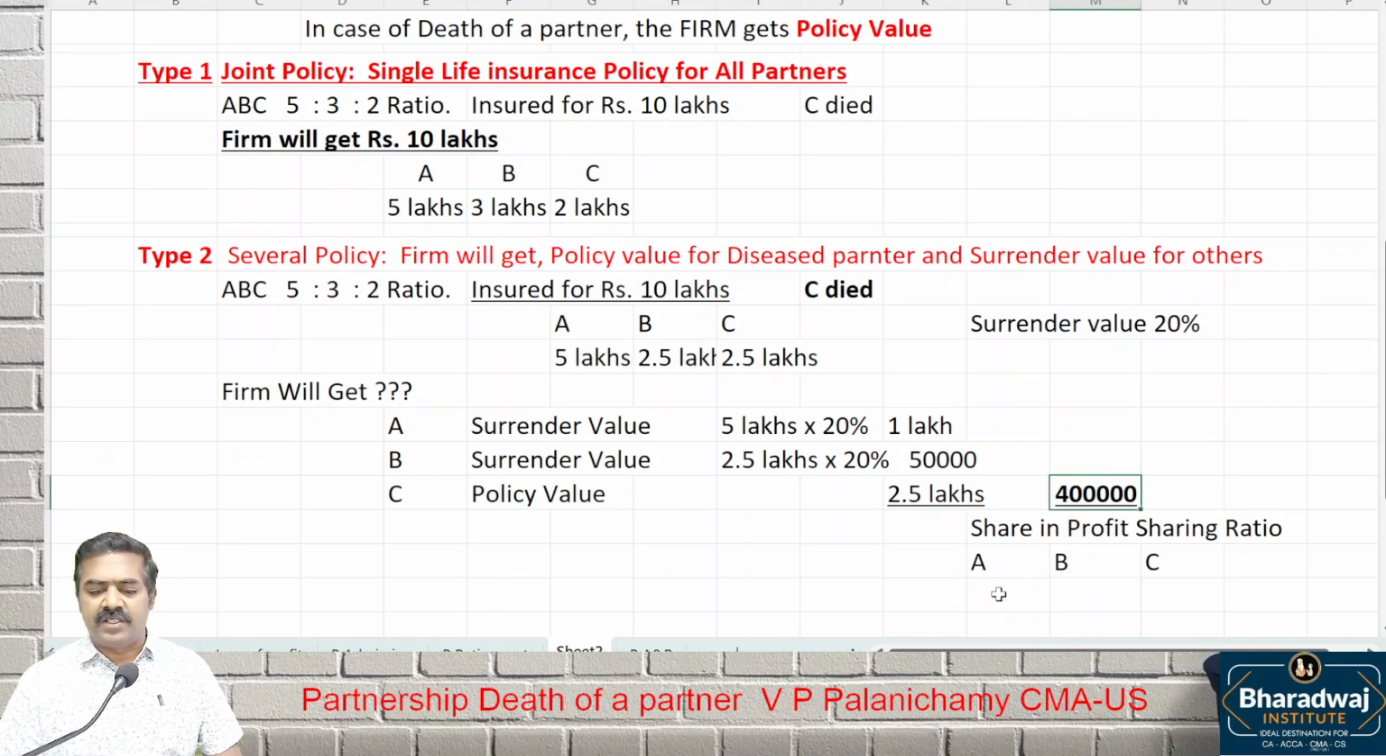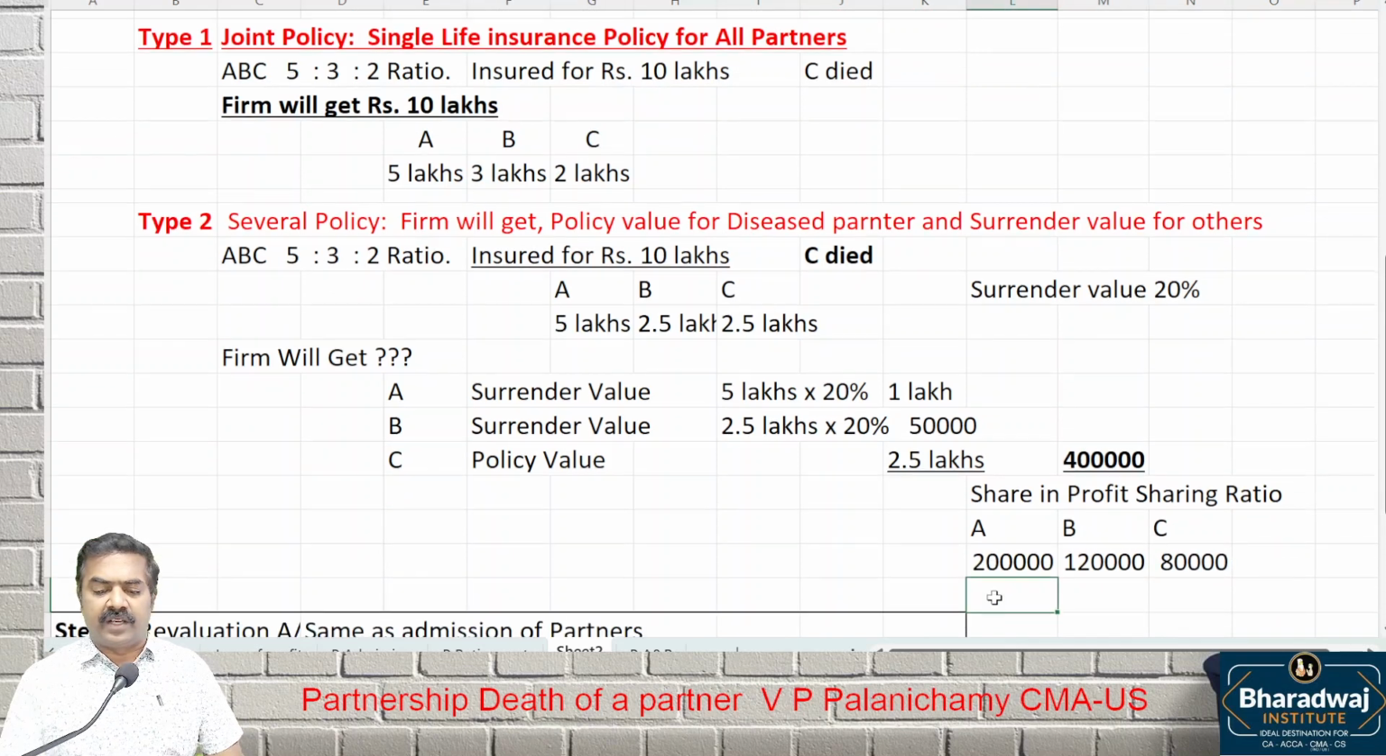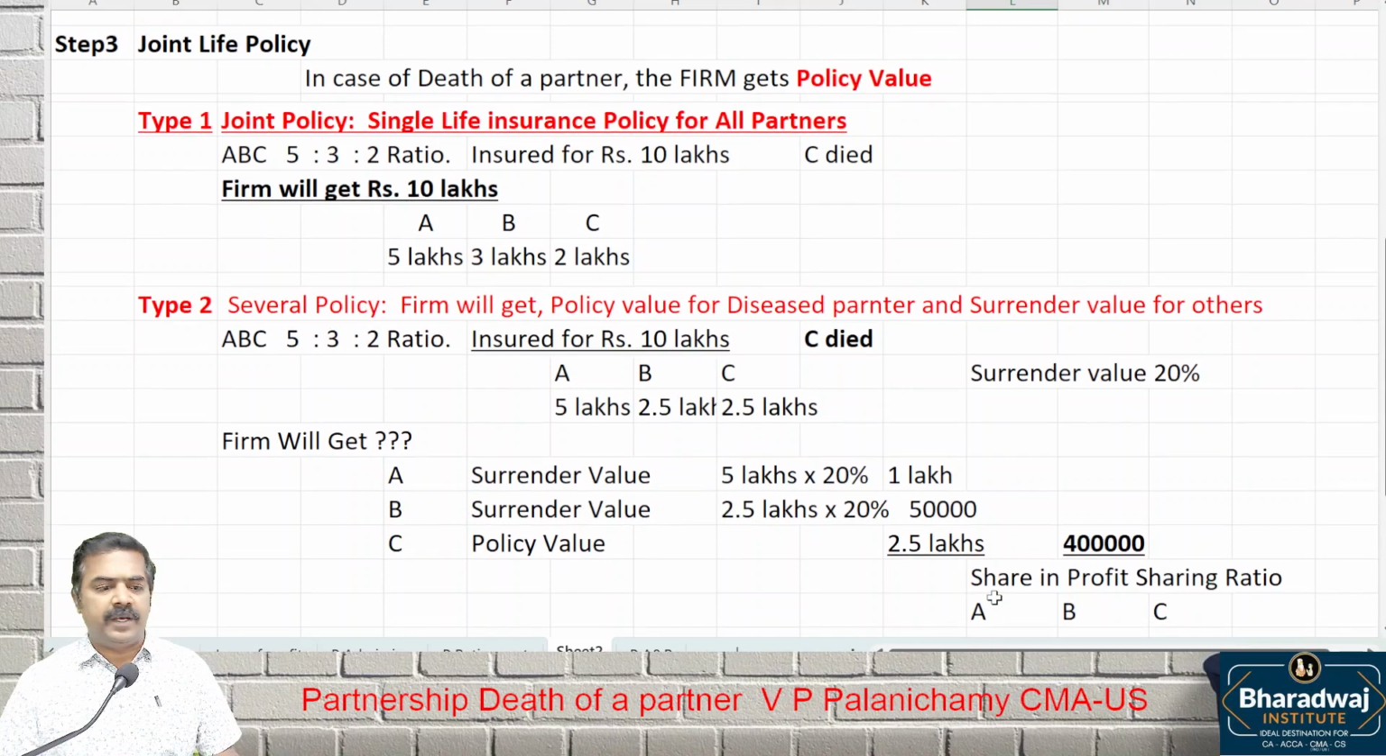This 4 lakhs they will share in 2 to 3. Sorry, what is the profit sharing ratio? 5 to 3 to 2. How much for A? 2 lakhs. B 1,20,000, for C 80,000, like that they will share it. Once again, repeat, pay attention.